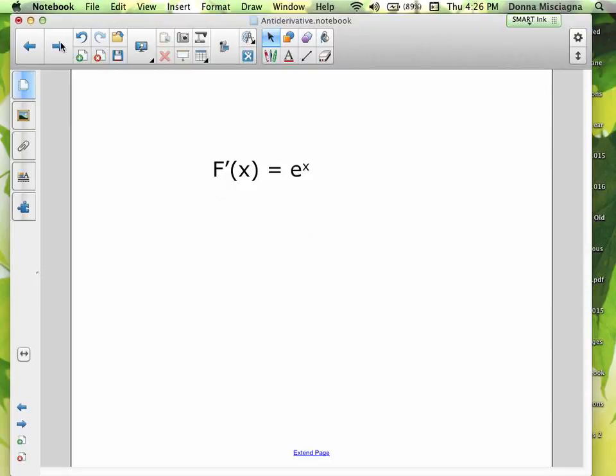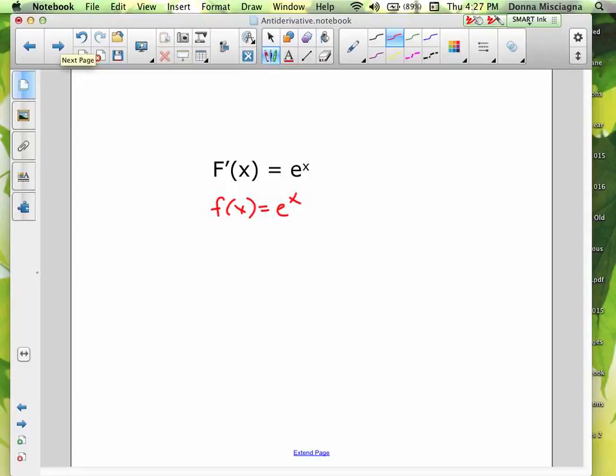Okay, so here's our derivative, e to the x. What function has e to the x as its derivative? Welcome back. I almost gave that one away. But I think you probably figured it out anyway. The function that has e to the x as its derivative is e to the x. So e to the x is its own function. It's its own derivative. It's its own integral. So whether we're taking the derivative or the antiderivative of e to the x, the answer is e to the x.